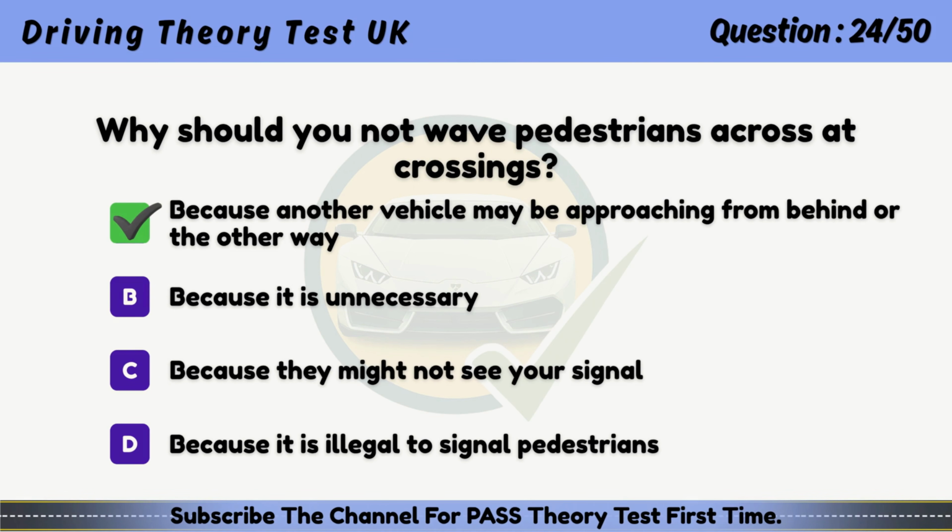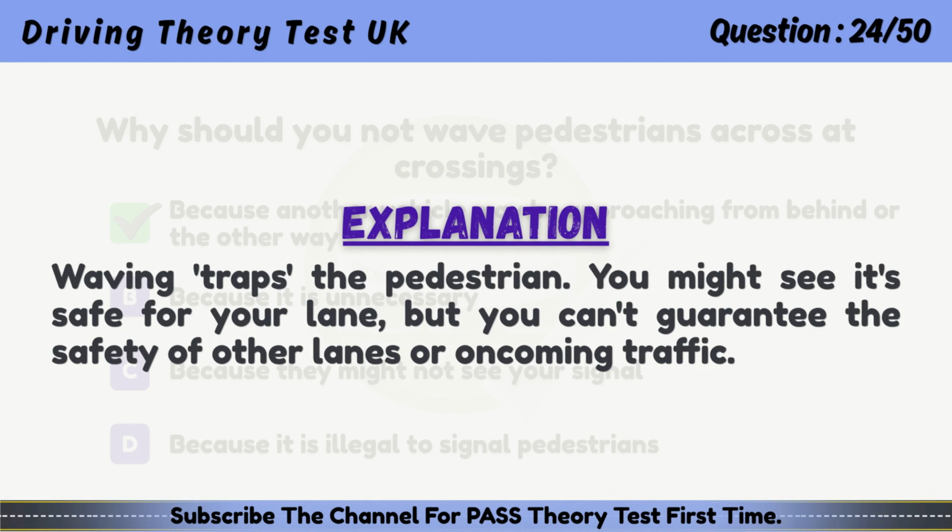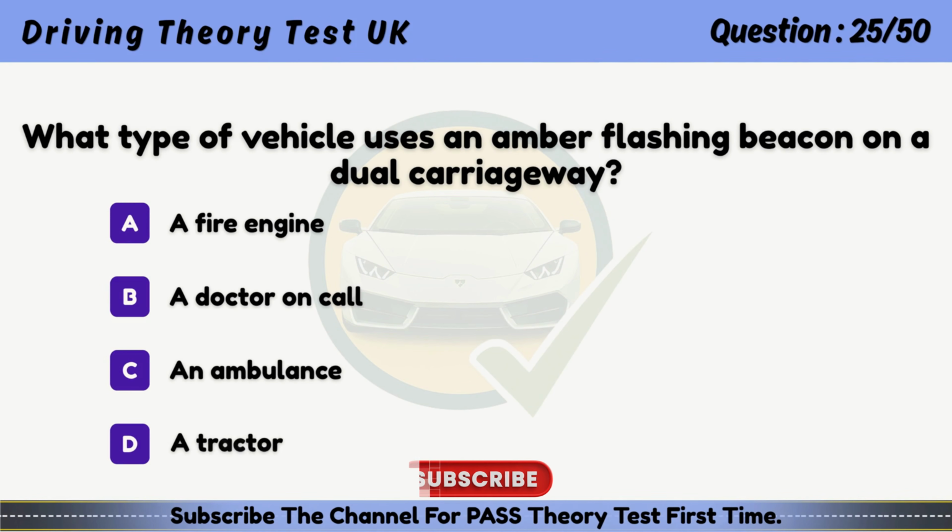Answer is A. Because another vehicle may be approaching from behind or the other way. Waving traps the pedestrian. You might see it safe for your lane, but you can't guarantee the safety of other lanes or oncoming traffic.